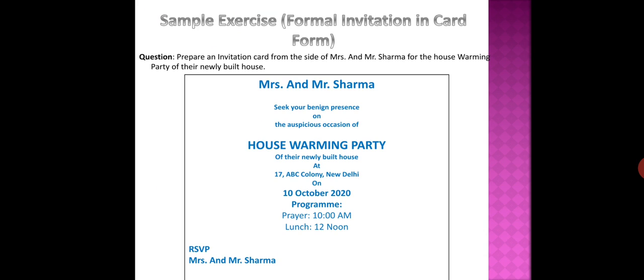Seek your benign presence on the auspicious occasion of housewarming party. Again, what is important? Housewarming party. So that has been highlighted, of their newly built house at 17 ABC Colony, New Delhi. The address has been given, the venue, on, the date has been given, the program has been mentioned. It can be mentioned this way also. And then RSVP, again the same people are RSVP in this case who are sending the invitation.